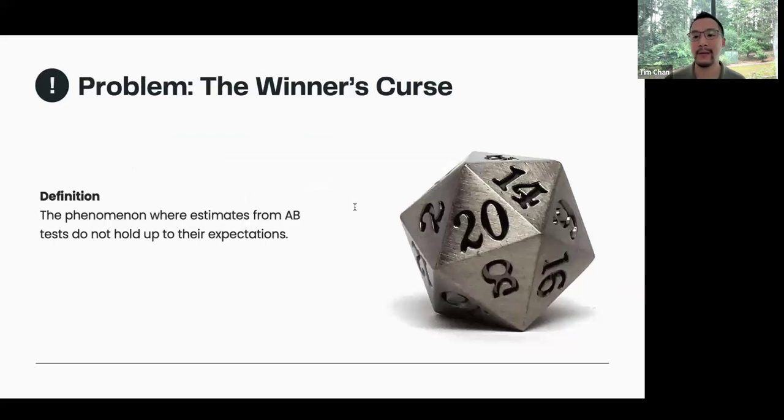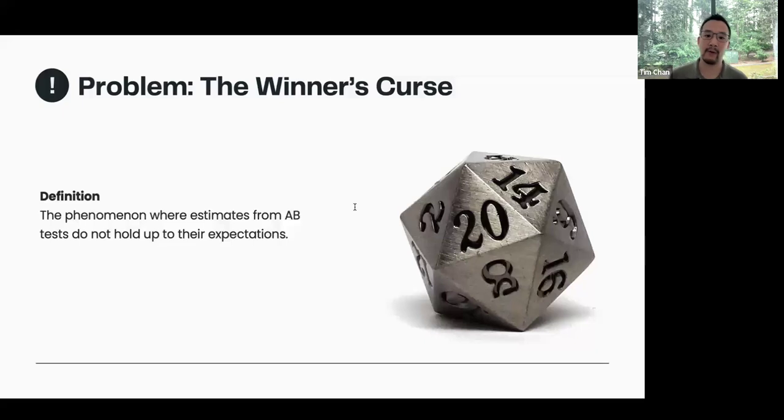All right. The next problem I want to talk about is something affectionately known as the winner's curse. This is a phenomenon where the estimates from A/B tests don't quite live up to the hype. And this happens over and over and over again to the point where people start to question their experimental results.